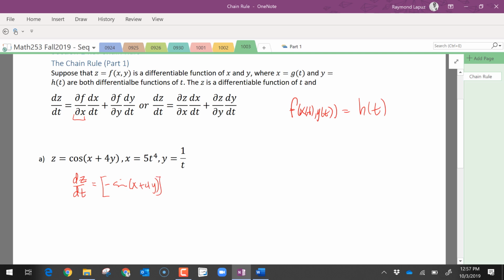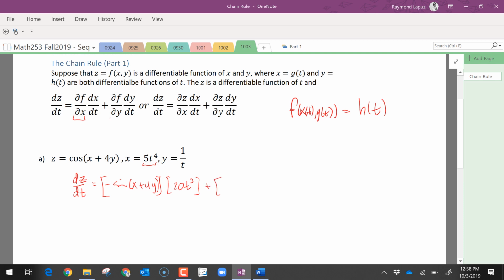And now we need the derivative of x with respect to t. So the derivative of x with respect to t is going to be, what? 20t cubed? Okay.